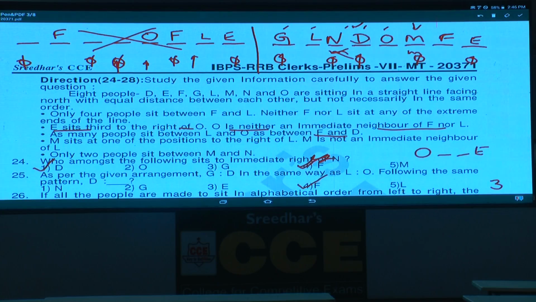Then 27, who among the following sit exactly between E and O? Now the question is about exactly between E and O. Who are those 2 persons? M and F are the 2 persons in between E and O, choice 3.